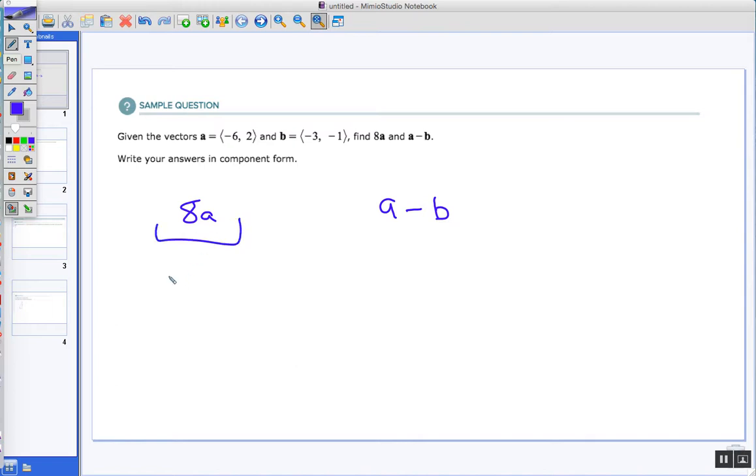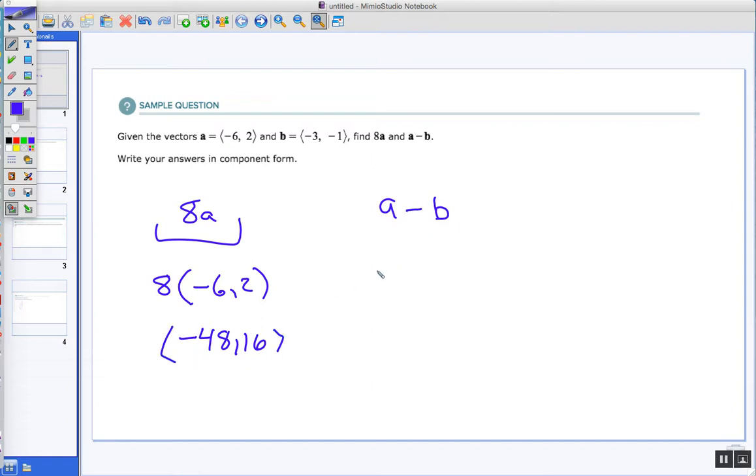So 8 times vector A, this is just vector scalar multiplication. So we're just going to multiply each piece by 8. So that becomes the vector (-48, 16).